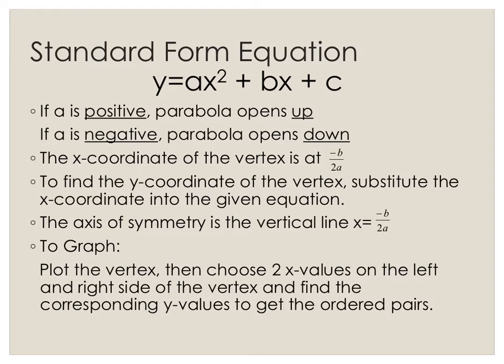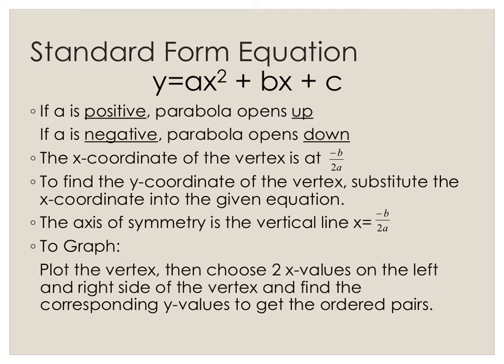In standard form, which is y equals ax squared plus bx plus c, we can determine if the parabola opens up or down. If a is positive, it opens up. If a is negative, it opens down. The x-coordinate of the vertex can be found by using the formula negative b divided by 2 times a.